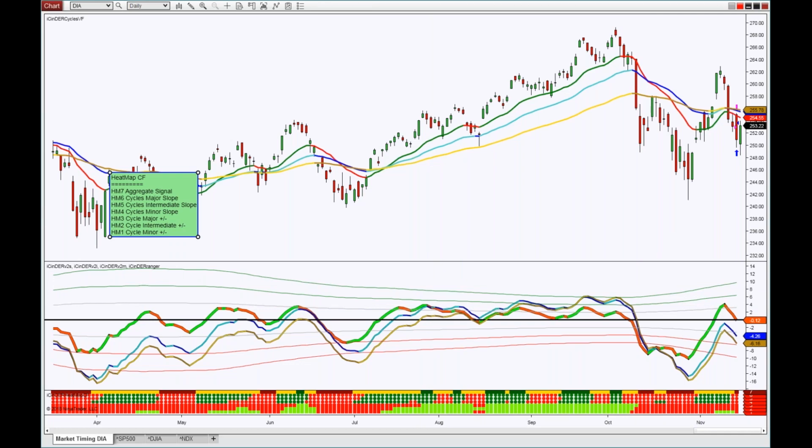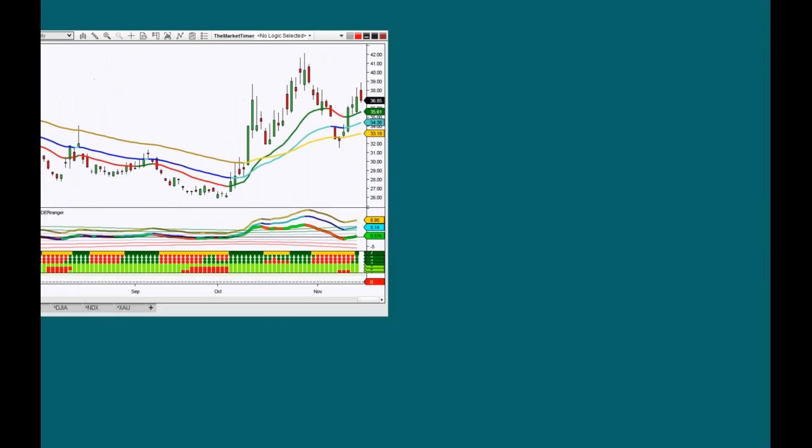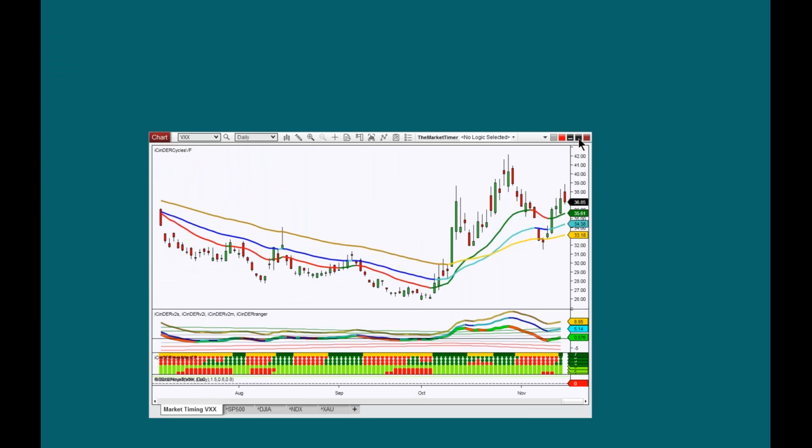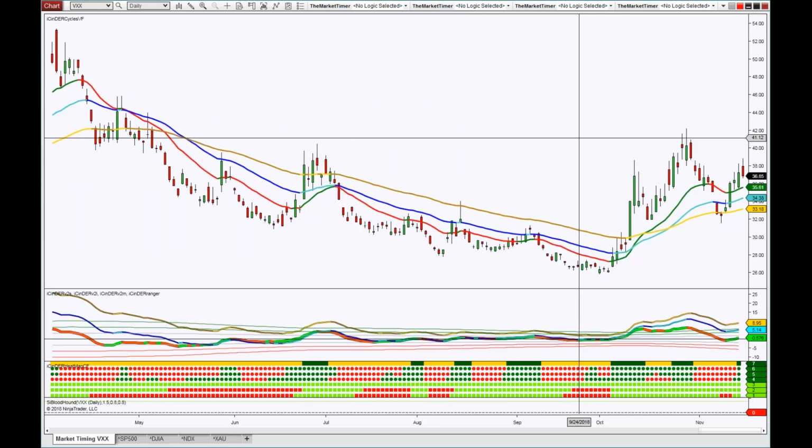Let's go ahead and jump now to another workspace. And this is kind of putting it all together. I'm going to put one chart at a time. First of all, I'm going to put one here, which is the market timing one. I'm going to add one additional indicator there.